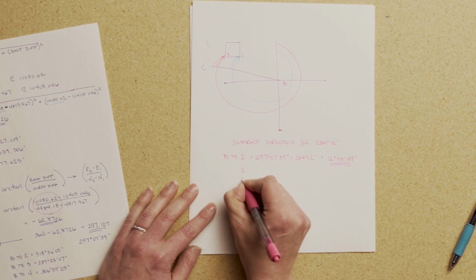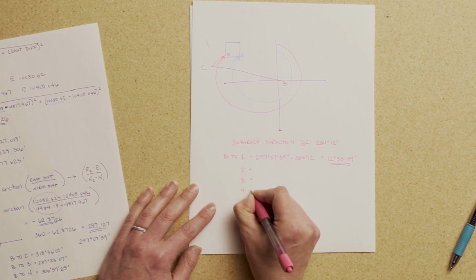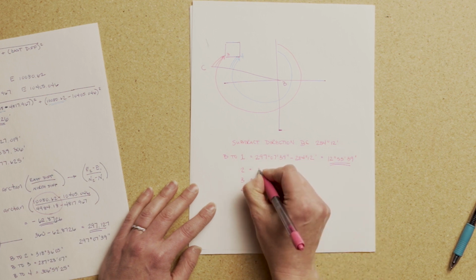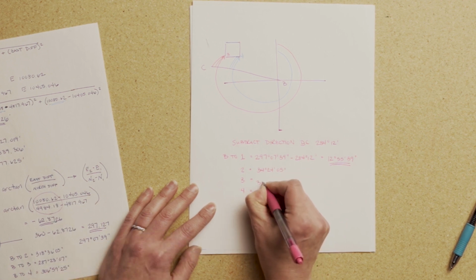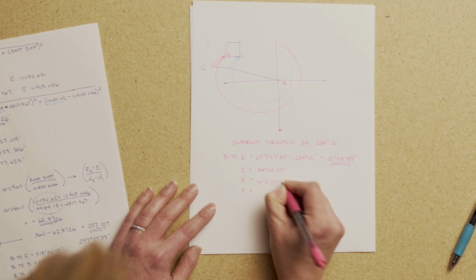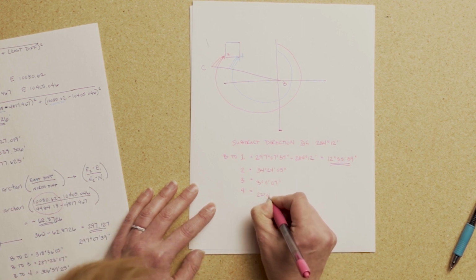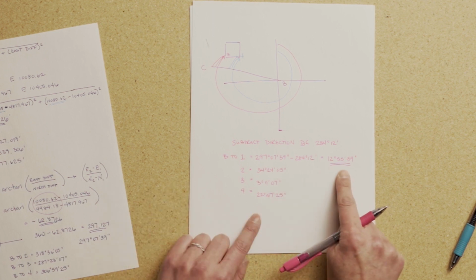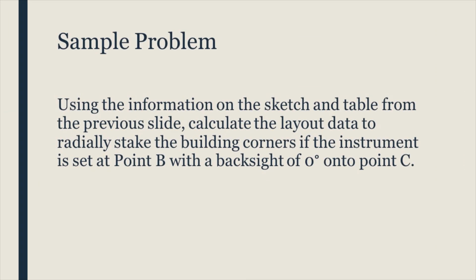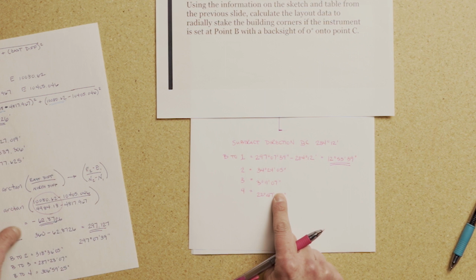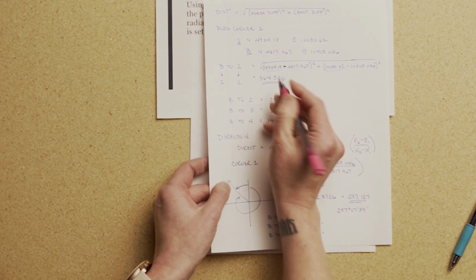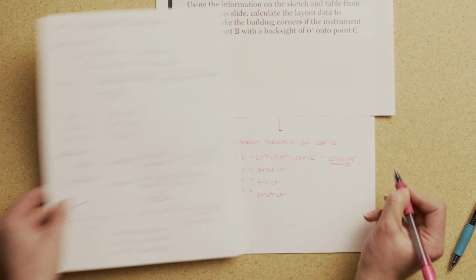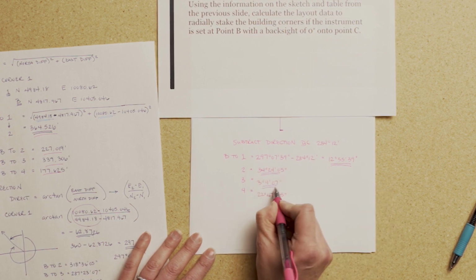We can do the same for 2, 3, and 4. Subtract out the same 284.12, gives us 34.24.5, 3.11.7, and 22.47.25. So these are all of our angles that we're finding. So when we say we're calculating the layout data, we need to figure out our angles for each of those off of whatever back sight is determined, as well as the distances for building corners 1, 2, 3, and 4.